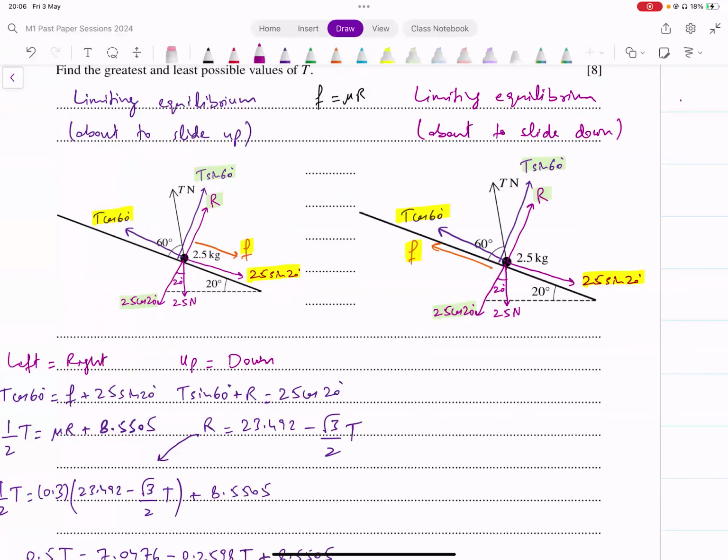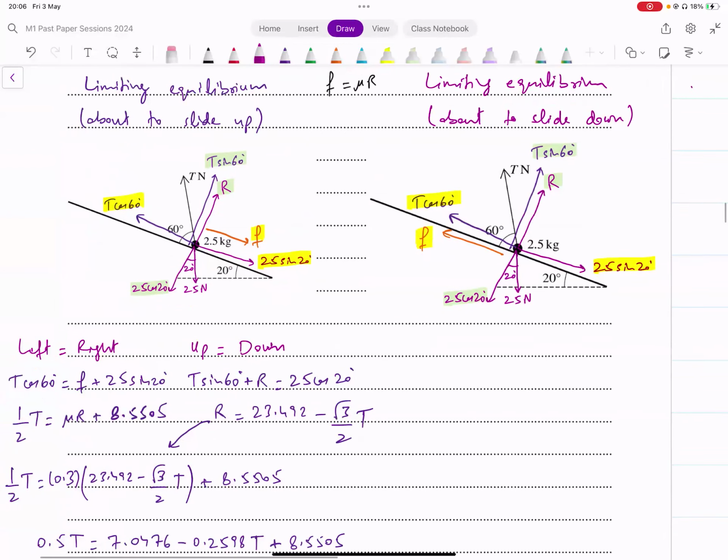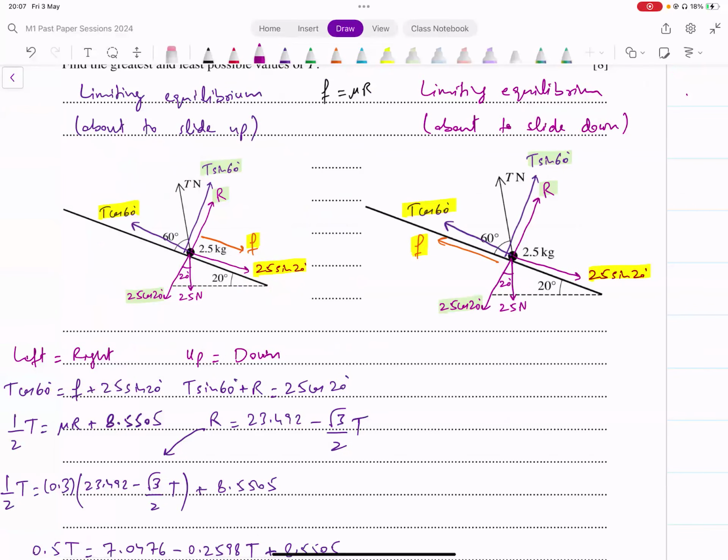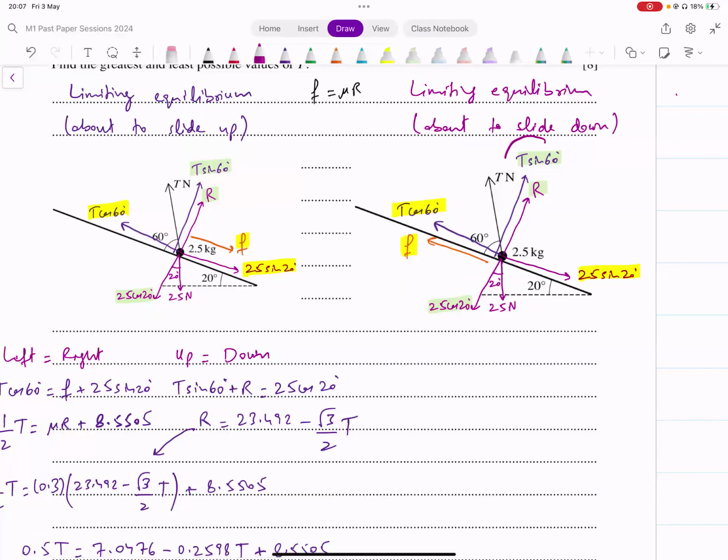Everything is the same as before. The only thing that has changed is the direction of friction. Now, when we equate upward and downward forces, in this case that's also r plus t sine 60 equals 25 cos 20. So that's the same in this case. That's not changing in the second case because perpendicular to the surface, the forces have remained the same. So we don't have to do this again. We already know that r can be written like this.